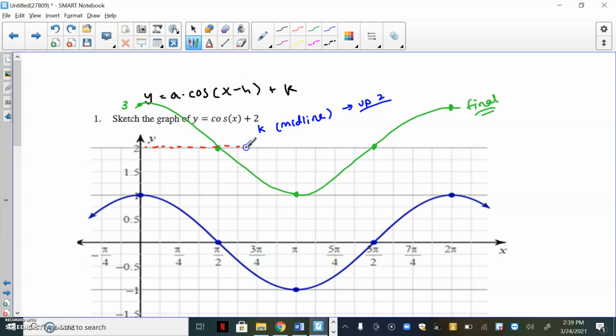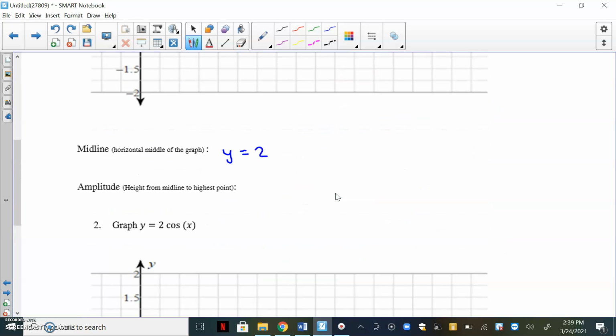All right, so we have our midline here. Now the distance between the midline and the highest point would be, the midline's at 2 and the highest point is at 3, so that's a distance of 1. And again, you can use the peak as well, so like if we got this distance, it would also come out to 1. Either way, you can find the amplitude with whichever one of those you prefer. All right, now we're ready.